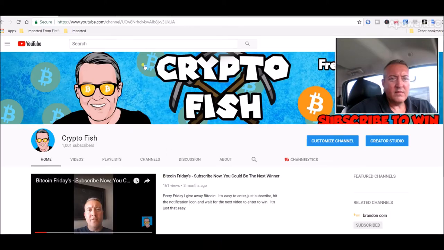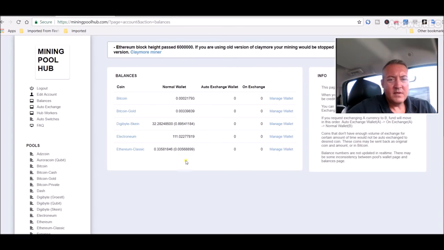Alright, so here we are, Mining Pool Hub. As you can see, 32.282 Digibyte mined. Still mining straight Ethereum Classic. That looks like it's a little more profitable than mining Ethereum and converting it to Ethereum Classic. So I'm going to leave that on and mining Ethereum Classic, that AMD rig.